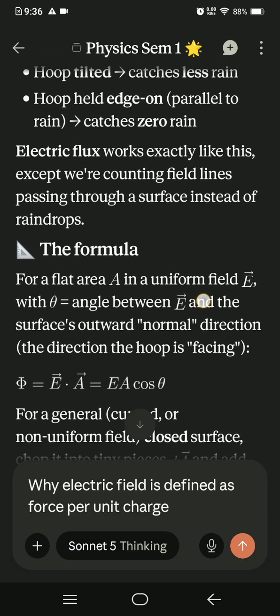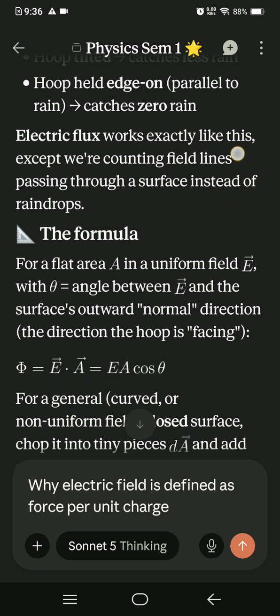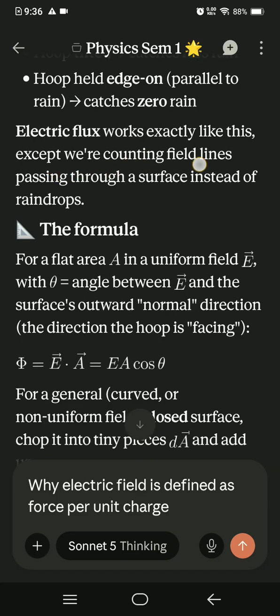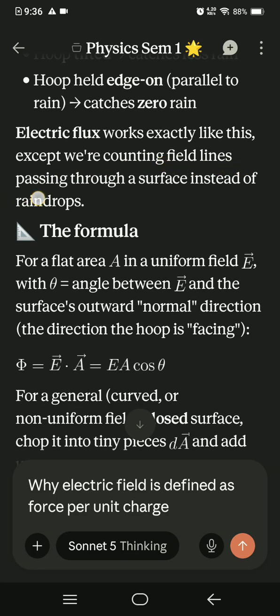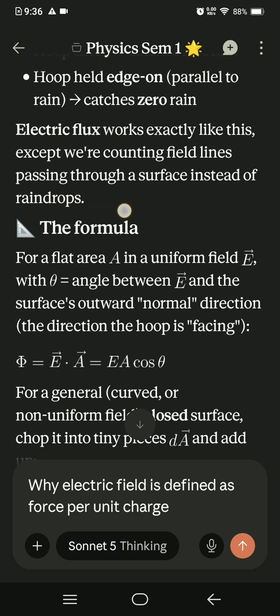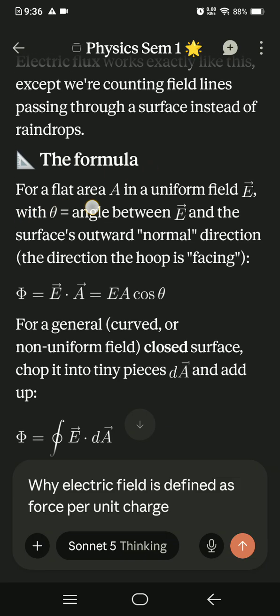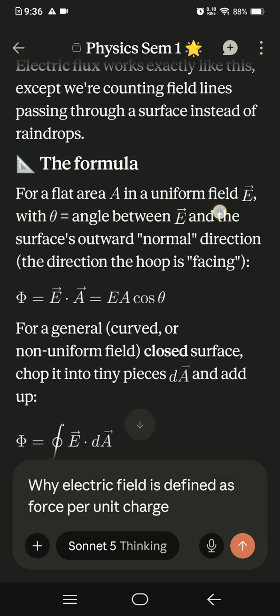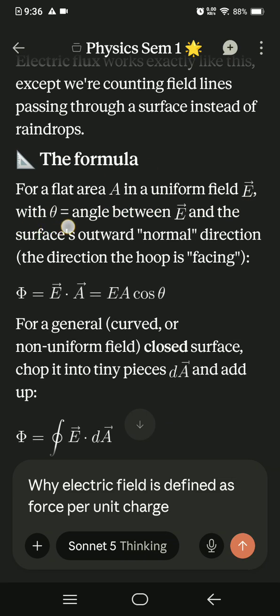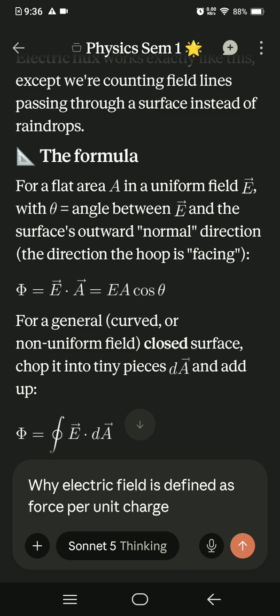So electric flux works exactly like this, except we are counting field lines passing through a surface instead of raindrops. The formula for a flat area A in a uniform field E, with theta equal to the angle between E and the surface outward normal direction, the direction the hoop is facing, then this formula works.